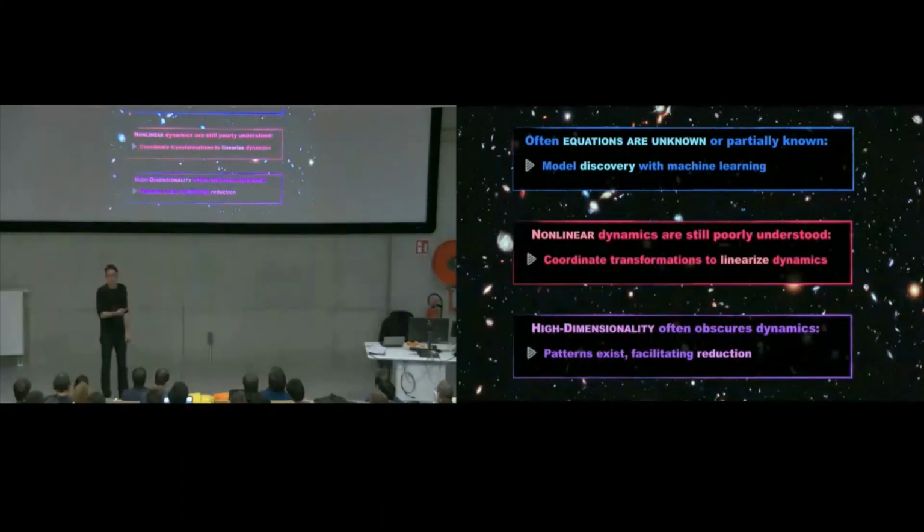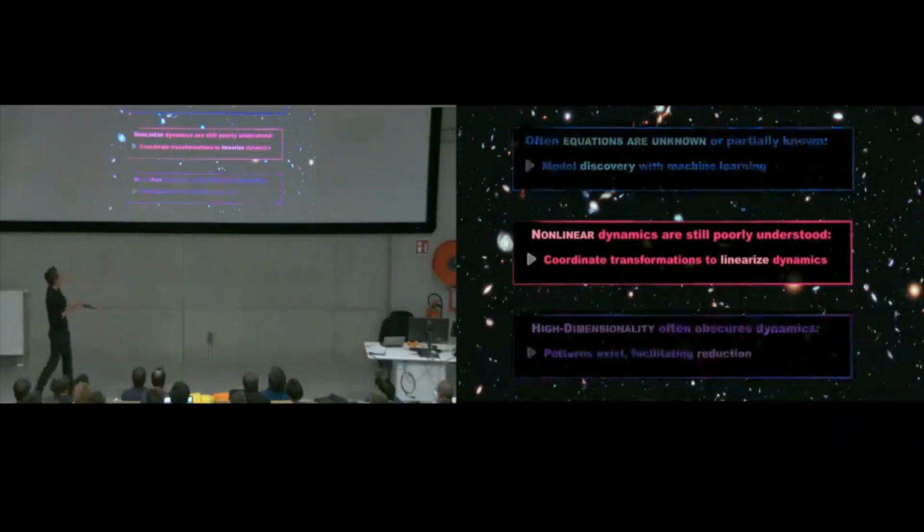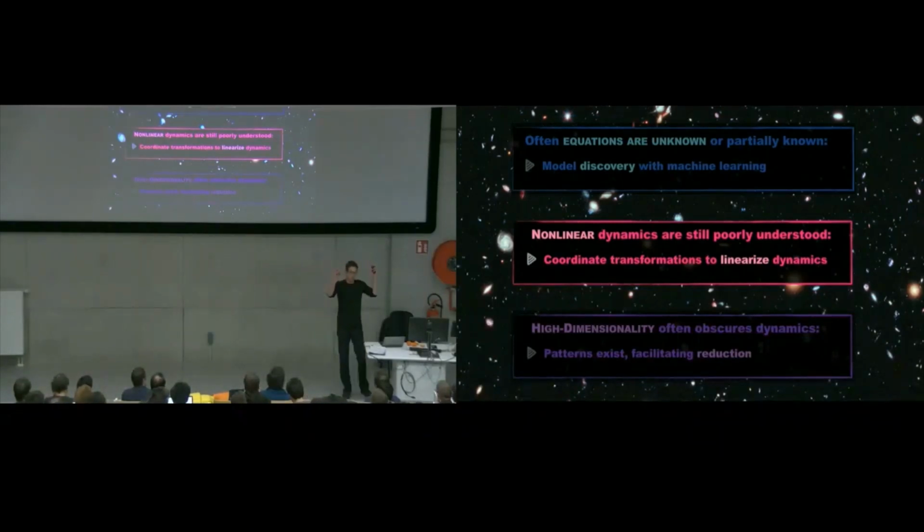This is confusing as hell the first time I thought about it. So we're going to now be talking about this part of the system identification problem. Nonlinear dynamics are very poorly understood, and we want to build coordinate transformations where our systems become simpler. And in this case, when I say simple, I mean linear.